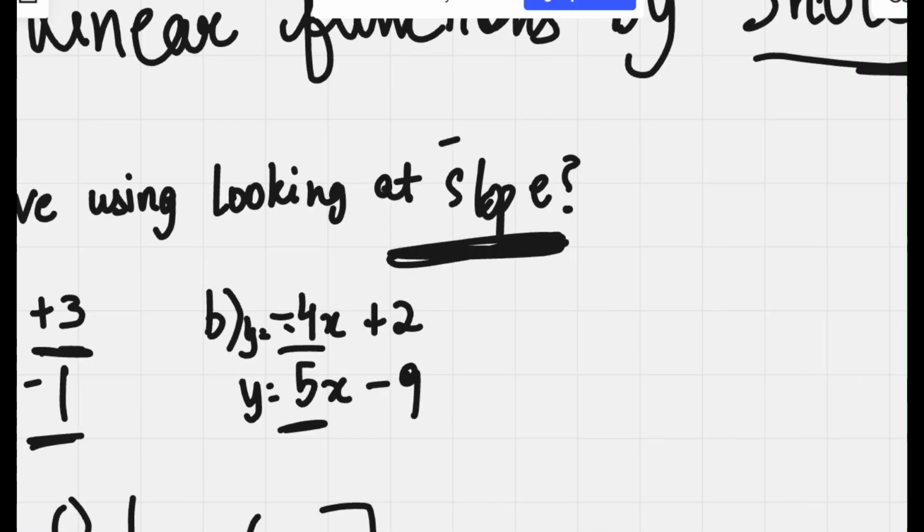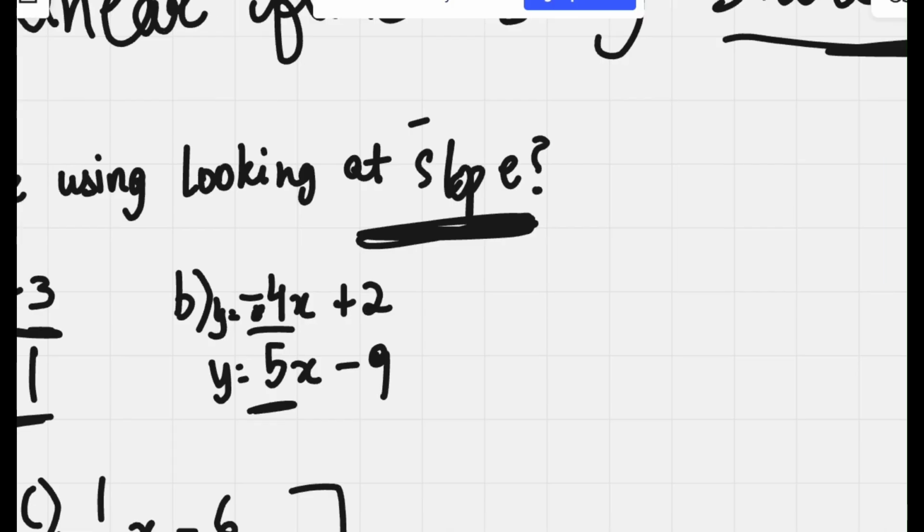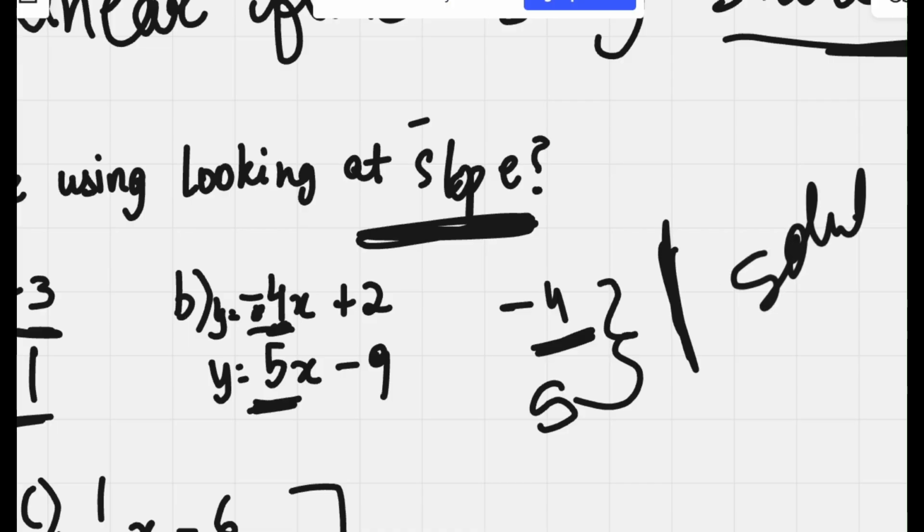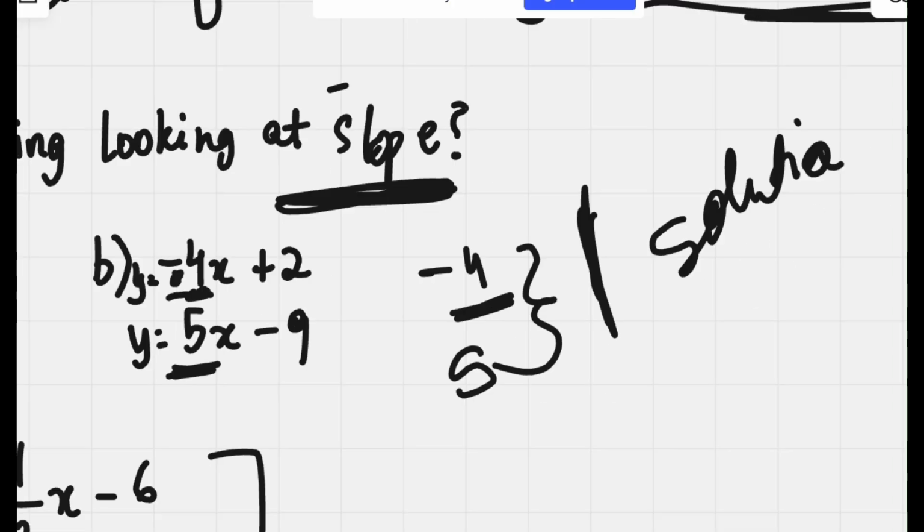Let's try another question, which is y equals -4x plus 2 and y equals 5x minus 9. Here, we can clearly see the different slopes. So what does that mean? We have -4 and 5, different slopes. Different slopes mean that there is one solution and that the lines only intersect at one point.